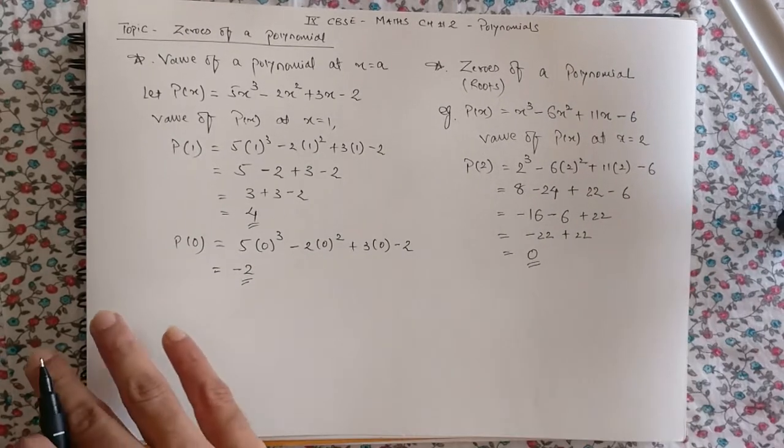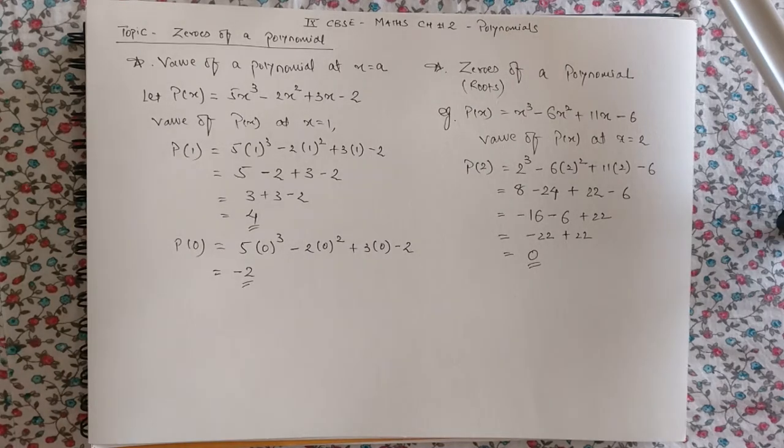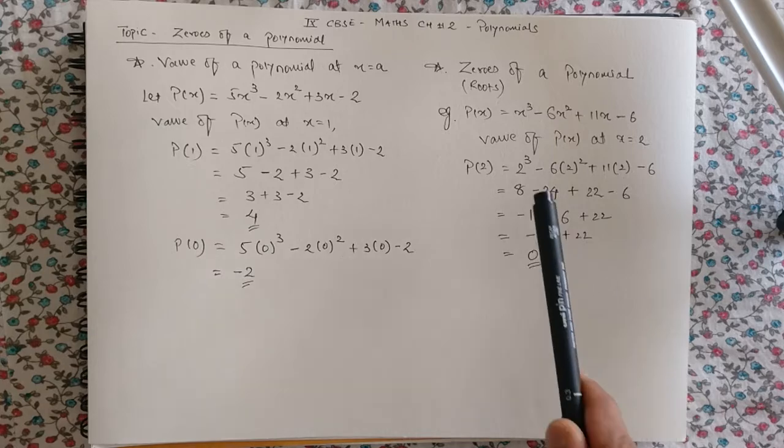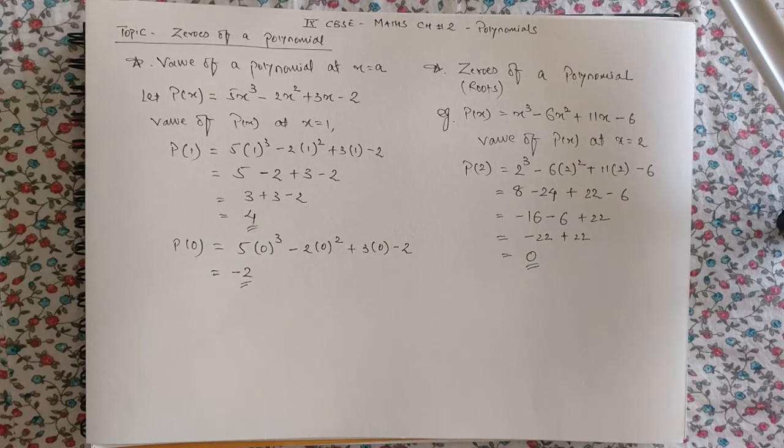So just pay attention. What did you get as the value of the given polynomial p of x when you put x is equal to 2 at the place of x in the given polynomial? You got 0. So whenever you get 0 as a value of the polynomial, by putting a certain value of x, by putting a number in the place of x in the given polynomial, if you are getting 0, then that number, that value of x is known as zero of the polynomial. So what is the zero of the polynomial?